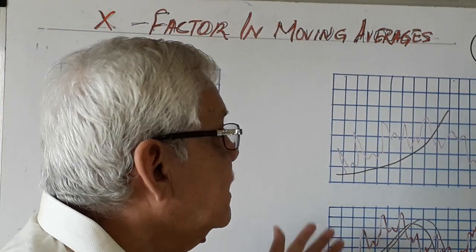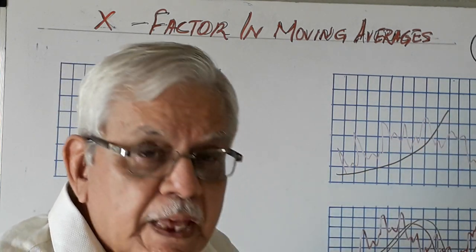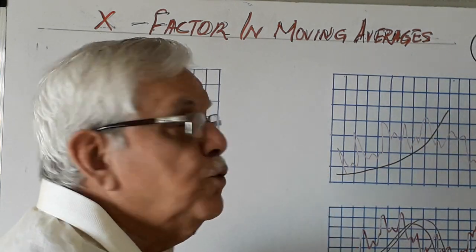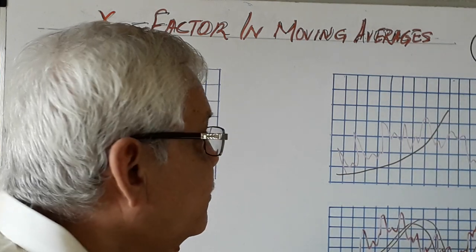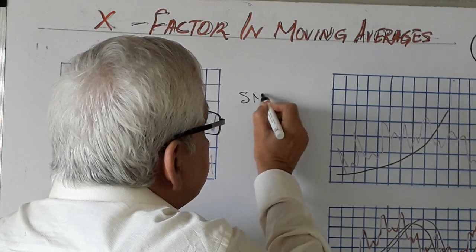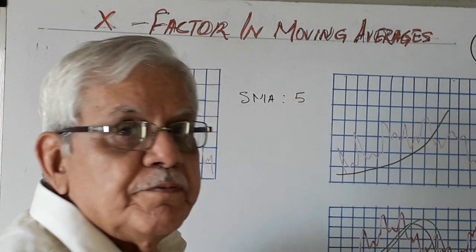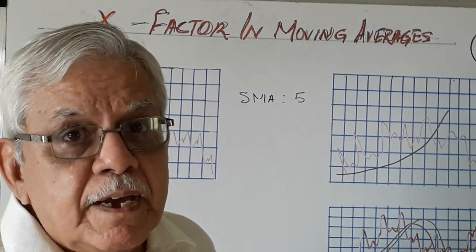Okay, so friends, let's continue with it. Here actually I have taken a chart. Here I have drawn the prices, you can see here. And I have taken only one moving average. This one moving average, the black line, is the simple moving average of 5.